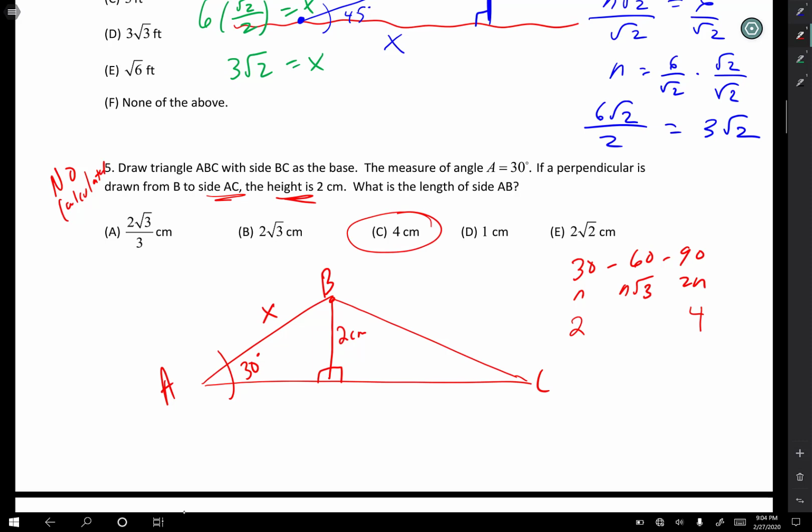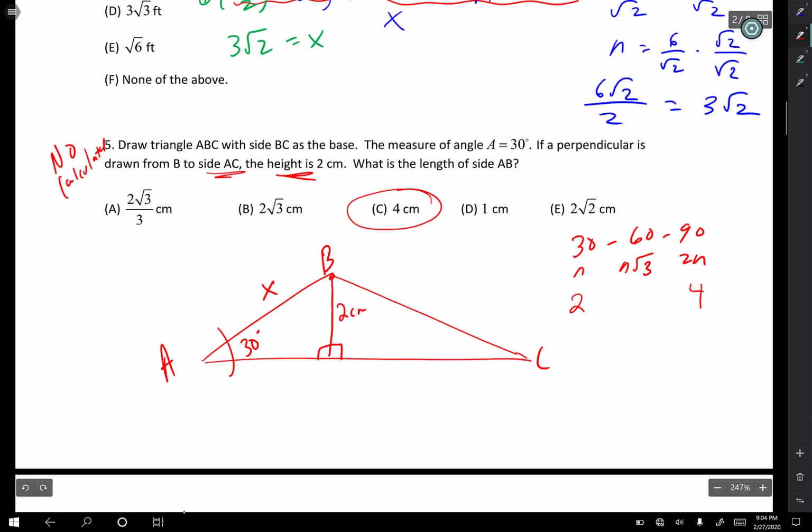Let me read it just in case. If the measure of angle A is 30, perpendicular drawn from B to side AC. Yeah, that's correct, guys. We're good. All right, let's keep going.